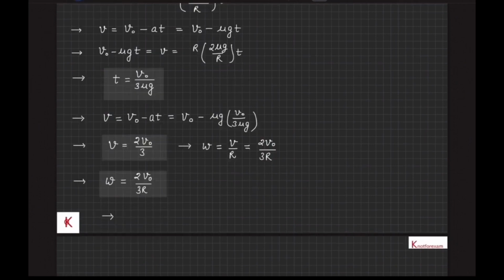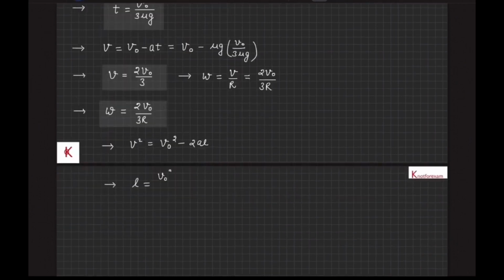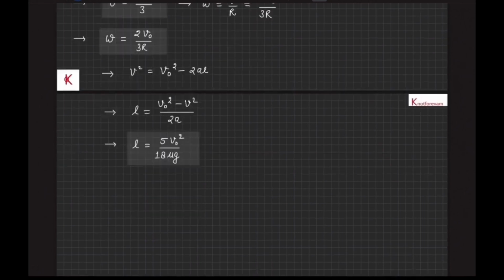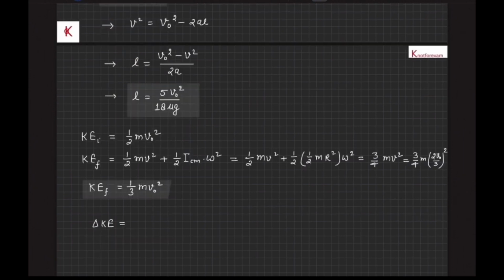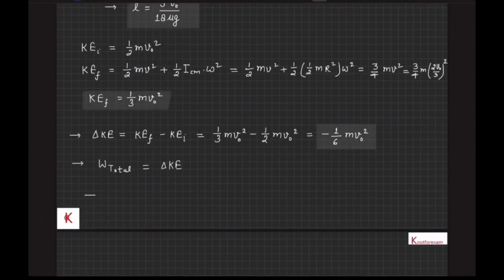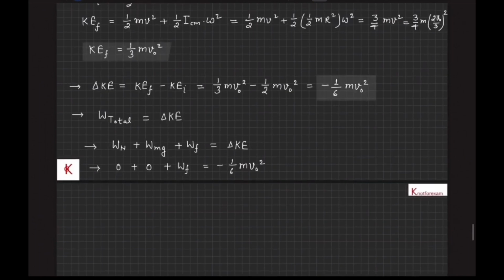Also length covered in this time t will be equal to v naught square minus v square by 2a, that comes out to be 5 v naught square upon 18 mu g. Now initial kinetic energy is half m v naught square, and final kinetic energy is half m v square plus half I_CM omega square, that comes out to be 3 by 4 m v square or 1 by 3 m v naught square, and change in kinetic energy will be minus 1 by 6 m v naught square. By work energy theorem total work done, that is also the work done by friction, will be equal to change in kinetic energy, that will be equal to minus 1 by 6 m v naught square.